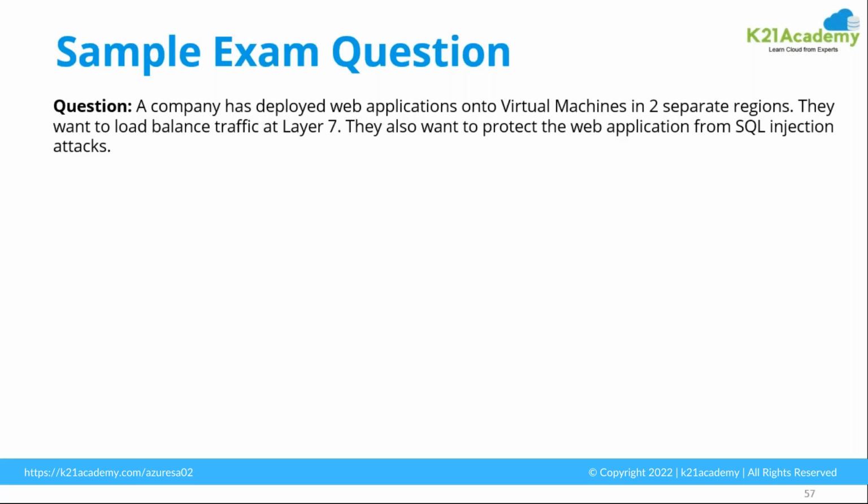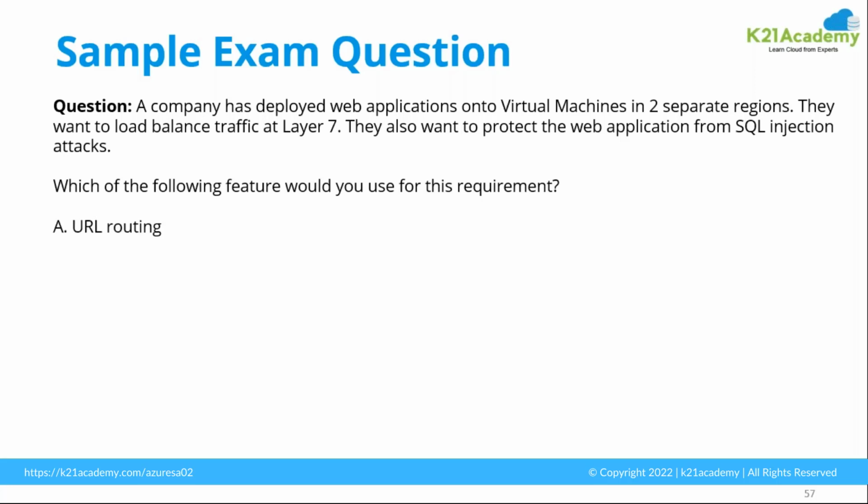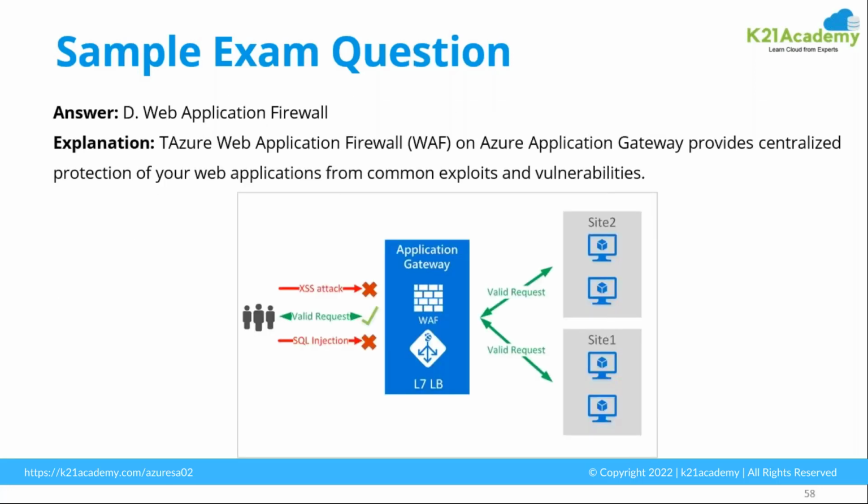Now what would you like to bring, you can see over here, right? So there are two machines in separate regions, and you would like them to be available and you would like to protect them from SQL injection attacks. So which of the following features would you use for this requirement? URL routing, packet analysis, endpoint monitoring, or web application firewall? Easy one, right? WAF functionality over here.